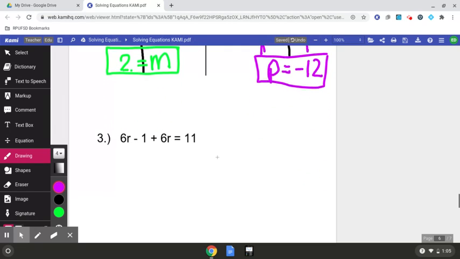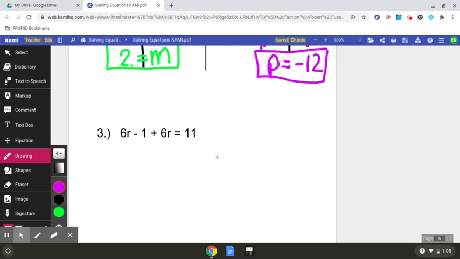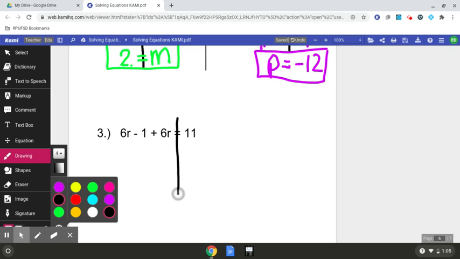Okay, and then number 3, we're still going to do the same steps. So draw your line down the equal sign. I am going to look for the variable I want to solve for, which in this case is r, and I have 2 of them. So before we move on, we need to combine like terms. So I have 6r plus 6r is 12r. My minus 1, I'm just going to bring down, equals 11.